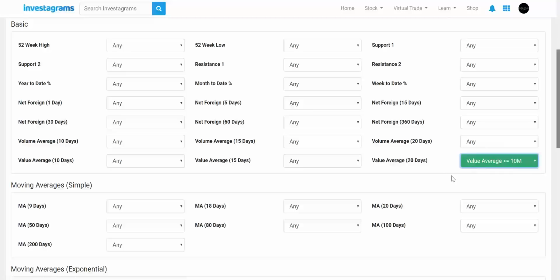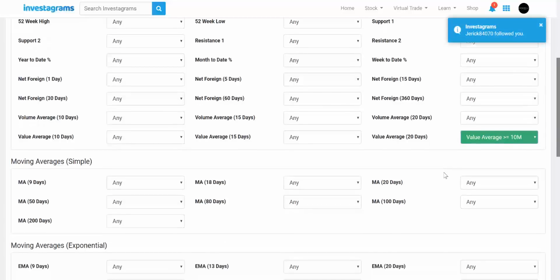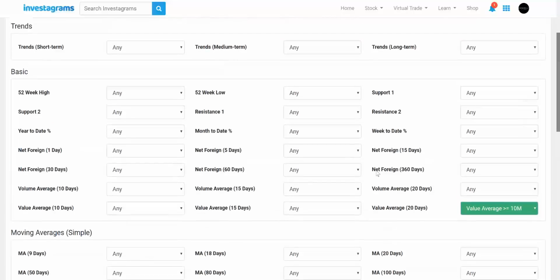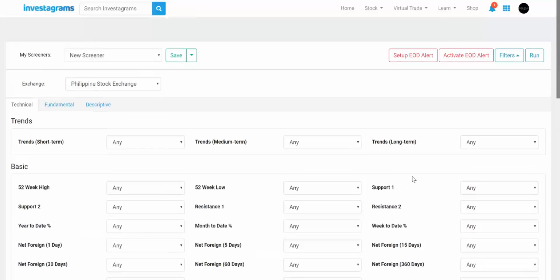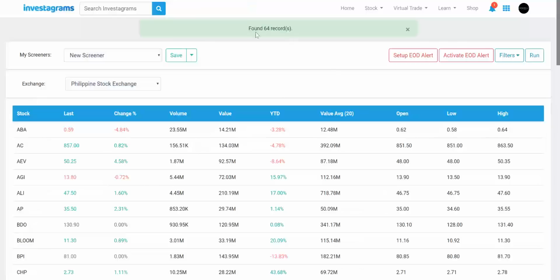So this would limit our stock selection to stocks that are averaging 10 million or above for the past 20 days. So instantly we're able to cancel stocks that trade for like 500,000 or less than 1 million or in other insignificant amounts. So once you've chosen the indicator, just click run. So here we have 64 results out of the more than 250 plus stocks. So this instantly quickens our stock selection process.